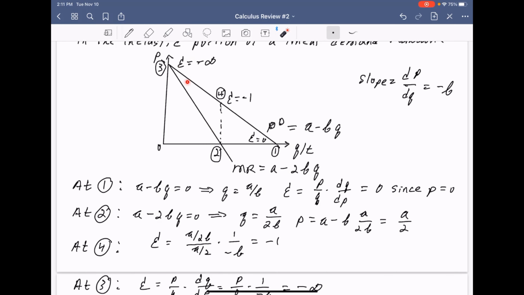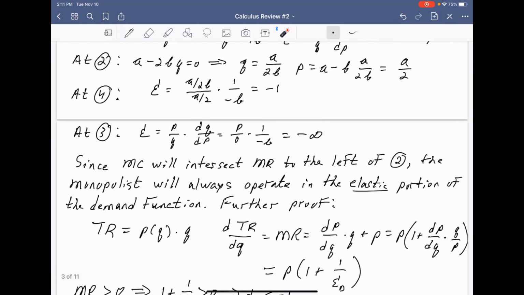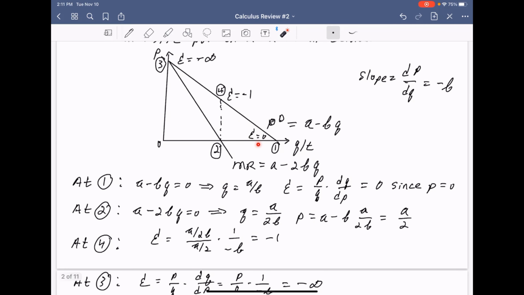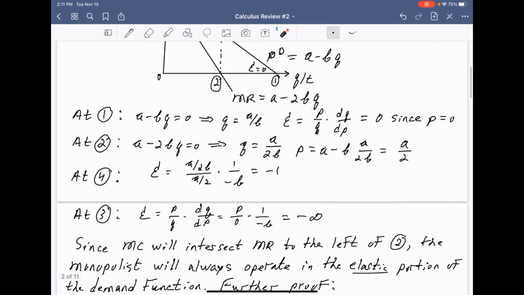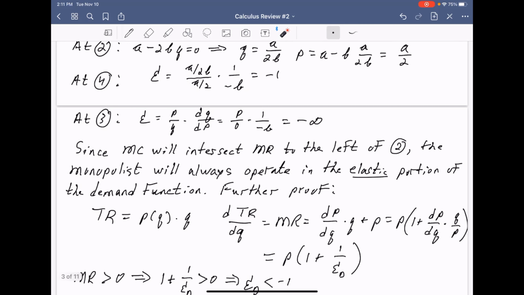It's always going to intersect that marginal revenue curve somewhere to the left of 2. The monopolist will always operate in the elastic portion of the demand function. So the elasticity of demand between 0 and -1 is less than 1 in absolute value, and so it's inelastic in this range, and it's elastic in this range. So the monopolist will always operate in the elastic portion of the demand function.